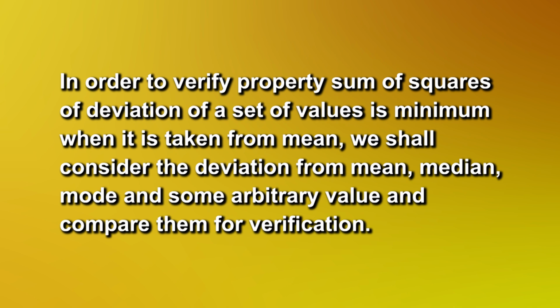In order to verify the property, sum of squares of deviation of a set of values is minimum when it is taken from mean, we shall consider the deviation from mean, median, mode and some arbitrary value and compare them for verification. First, we shall consider the sum of squares of deviation of a set of values from mean.